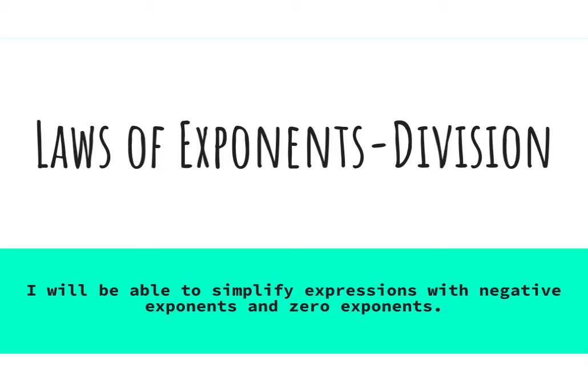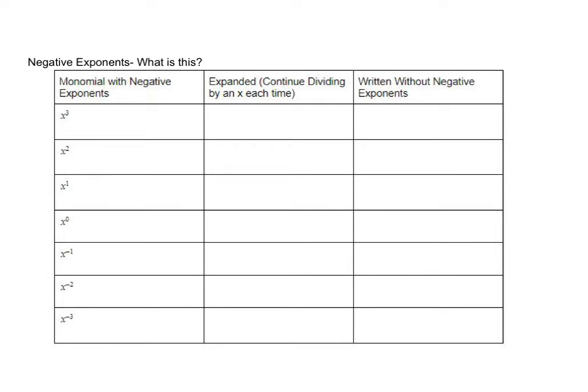Laws of exponents. After watching this video, I will be able to simplify expressions with negative exponents and zero exponents. So first we want to talk about what a negative exponent is, and it's basically just any base raised to a power, except that power is a negative number. And what that really means is that the base is going to switch from the numerator to the denominator or vice versa.